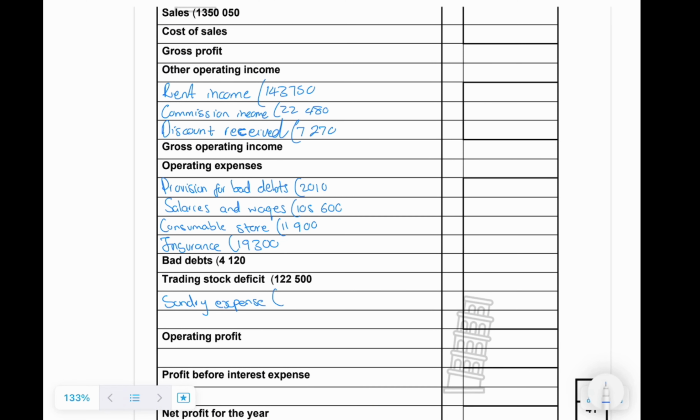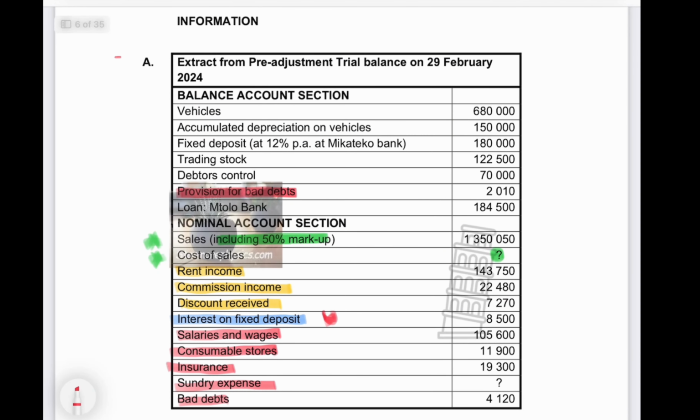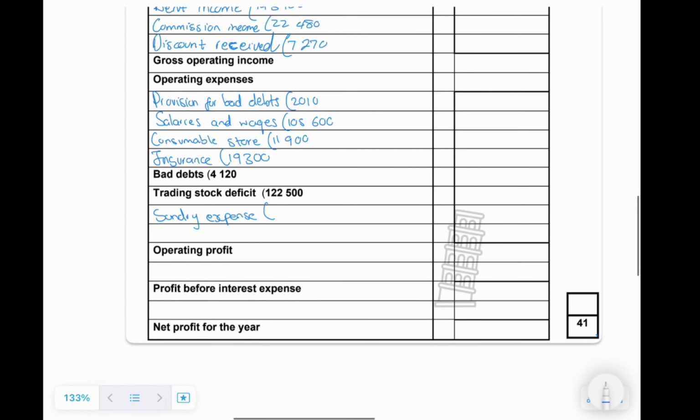Sundry expense, if you can see, they didn't give us any amount, which means we have to calculate the sundry expense ourselves. The bad debt has already been given to us. So now you transferred your operating expenses. We move on to that interest income that we saw in the trial balance. Here is the interest on fixed deposit, which is our interest income. You go and you also transfer it. So our interest income will be just under operating profit.